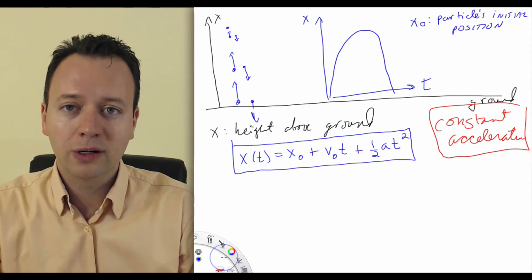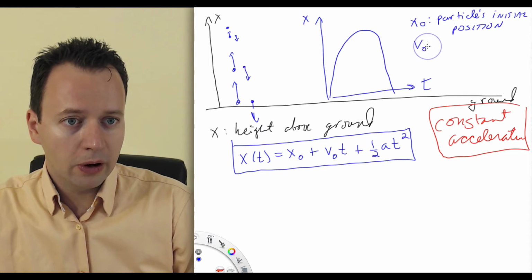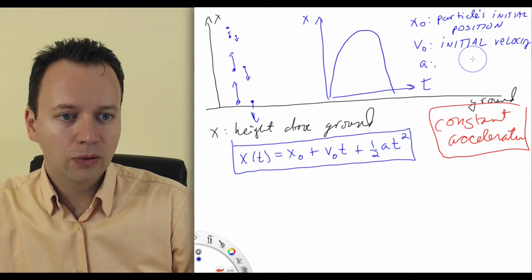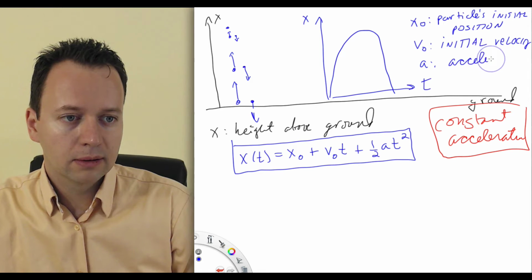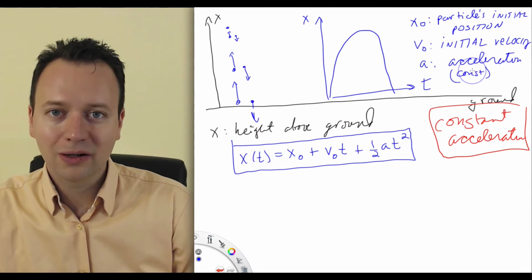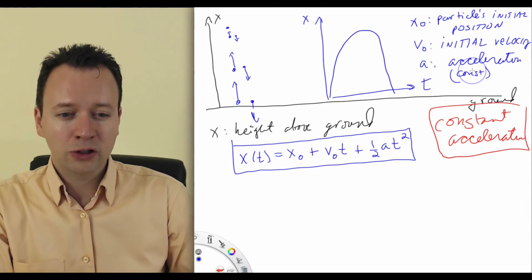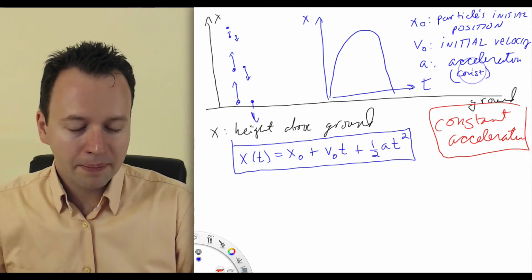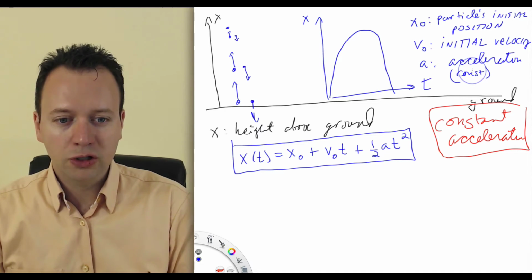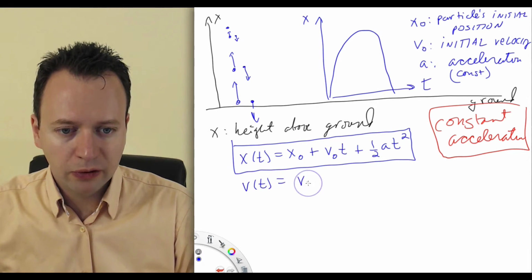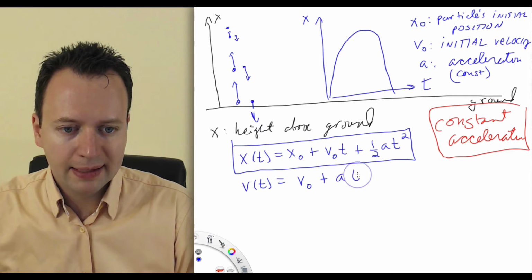x sub 0 is your initial position, v sub 0 is your initial velocity, and a represents the acceleration, and it's the constant amount. So it has to be constant. If acceleration is a function of t, you can't replace a with that function of t in this formula. This formula won't work. It's only if the acceleration is just a constant. And then the velocity as a function of t is equal to v0 plus a times t.